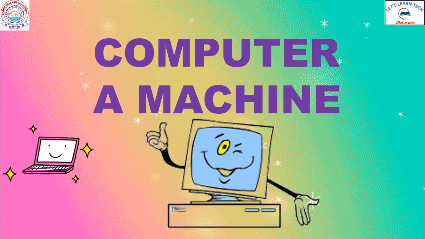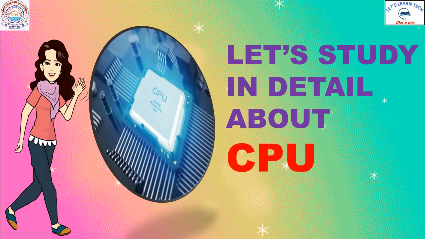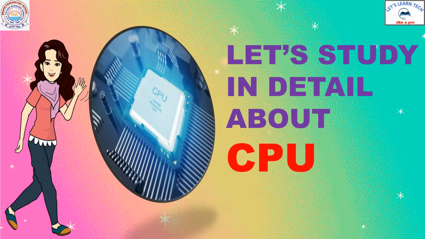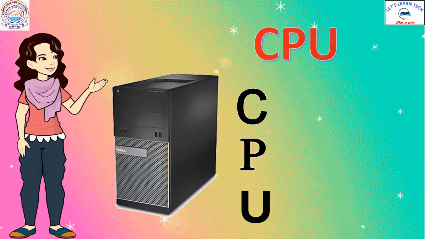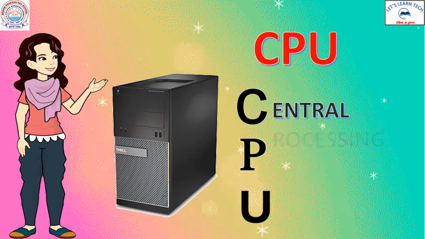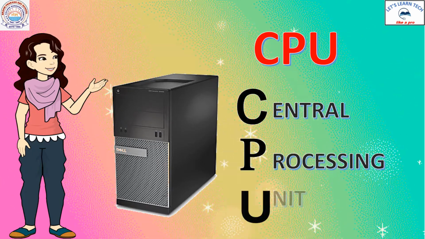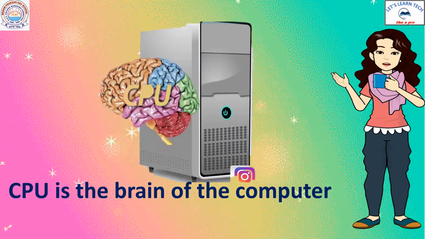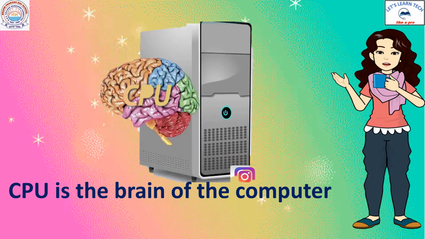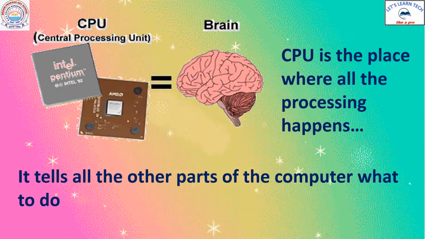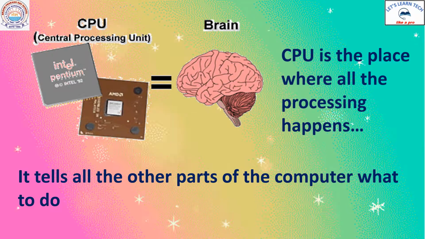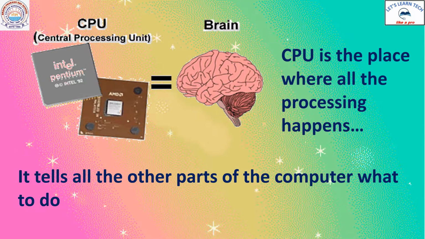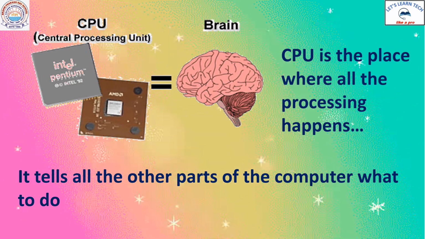Everyone, a computer is a machine and today let us study in detail about the CPU. What is a CPU? CPU is the Central Processing Unit. CPU is also called the brain of the computer. CPU is where all the processing happens. It tells all the other parts of the computer what to do and when to do it.